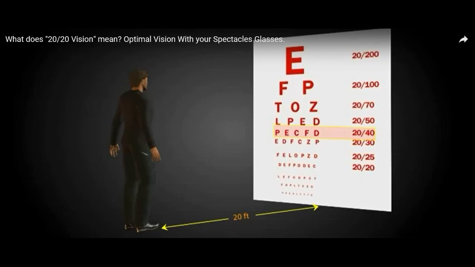If you can read this row, you have 20/40 vision. Normal sight sees at 40 feet what you see at 20 feet. When you are able to read this row, called 20/10, it means that you can see at 20 feet what normal sight can see at 10 feet. This means you have exceptional sight.